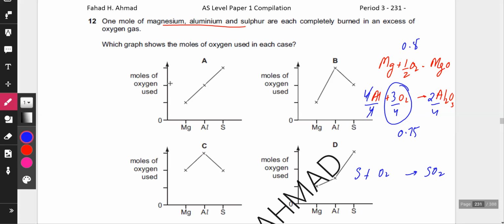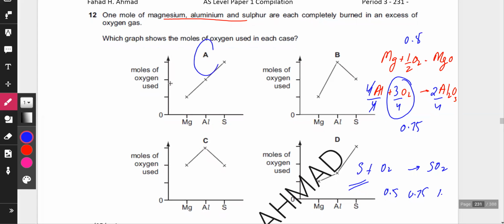It always produces SO2. Producing SO3 is very tough. You need a catalyst, you need vanadium pentoxide, you need lots of things. So how many oxygens do you need if sulfur is 1 mole? That's 1. So it's 0.5. The second one is 0.75 and the third one is 1. So that's like a linear graph.